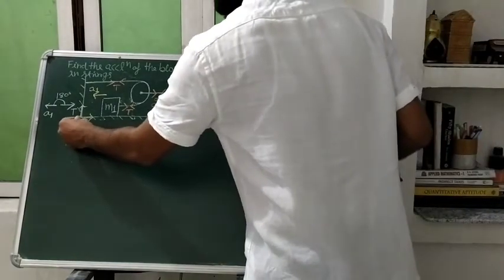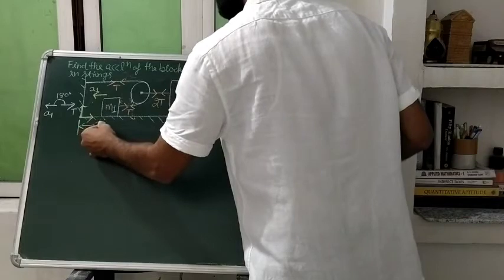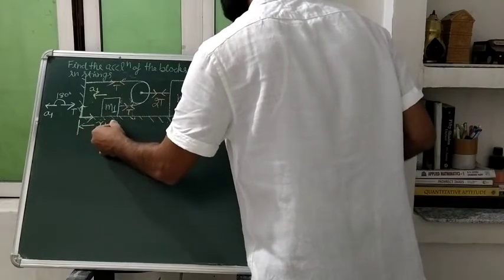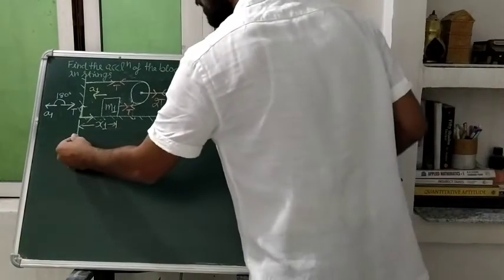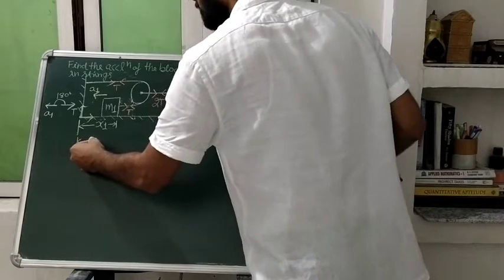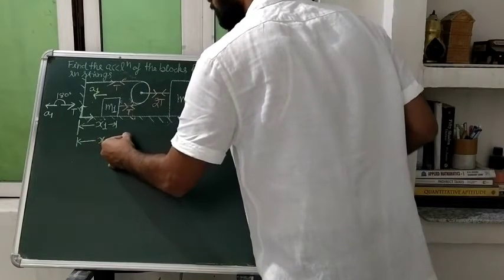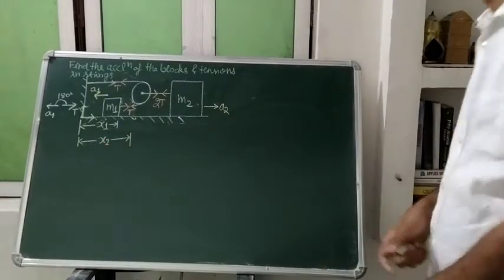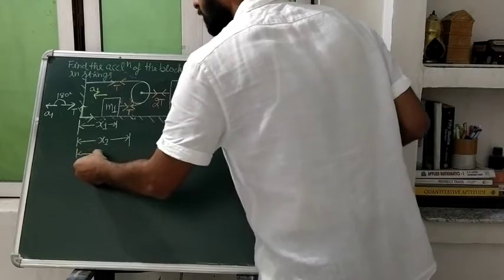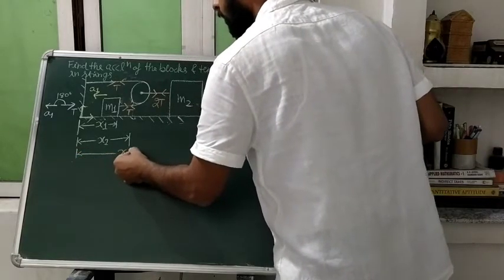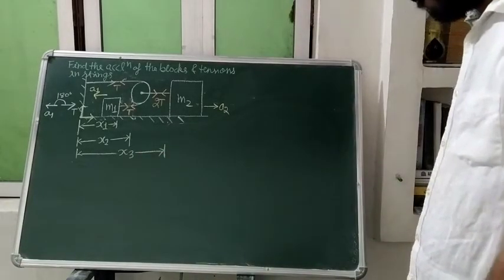So suppose from a fixed point, this distance is equal to x1, and this other distance I am representing as x2. And of course this distance I can say is equal to x.